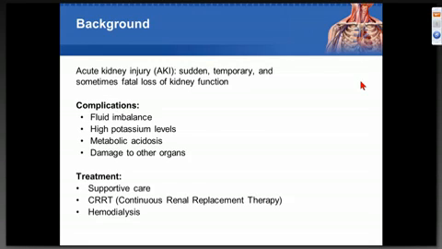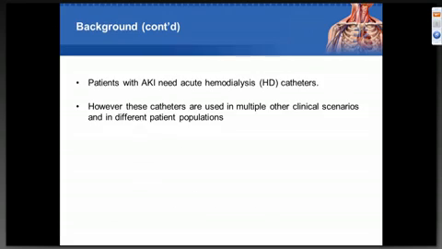Okay, so the background. A lot of you may know this information, but it's very important to bring everybody on the same page, and to build up the whole scheme of things. Acute kidney injury, as you know, is sudden, temporary, and sometimes fatal loss of kidney function. The complications related to that are fluid imbalance, high potassium level, acidosis, and damage to other organs. Some of the therapies listed are supportive care, continuous renal replacement therapy, and dialysis.